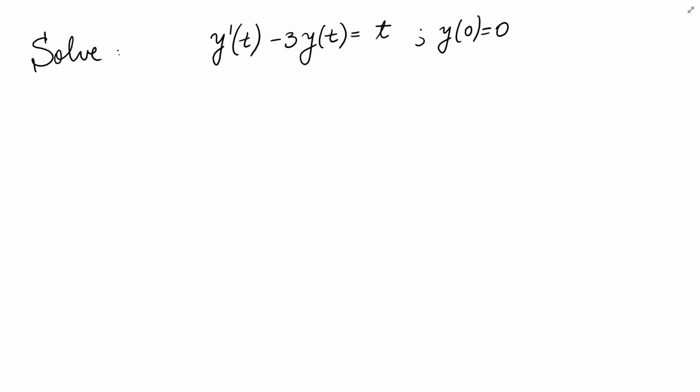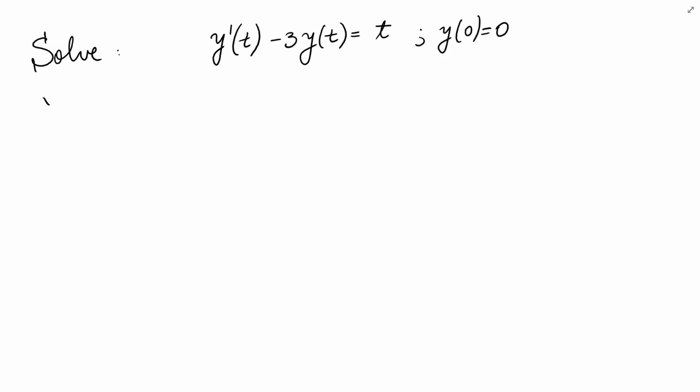In this video, I want to solve this linear first order non-homogeneous differential equation y prime of t minus 3y of t equals t, with the initial condition y of 0 equals 0. I want to solve it in as many methods as possible. So the first method that I want to use is to solve this as a linear differential equation.